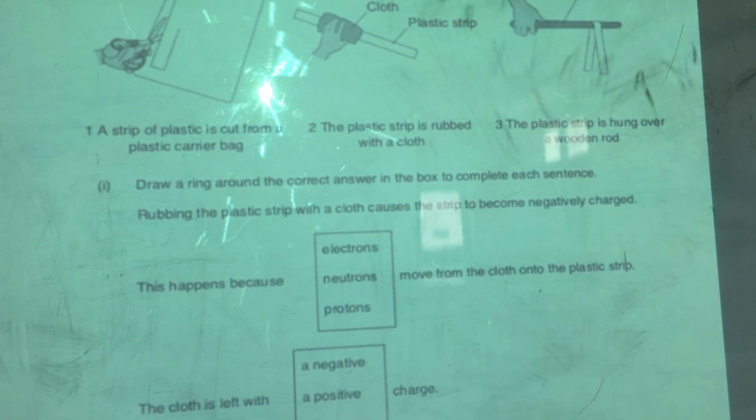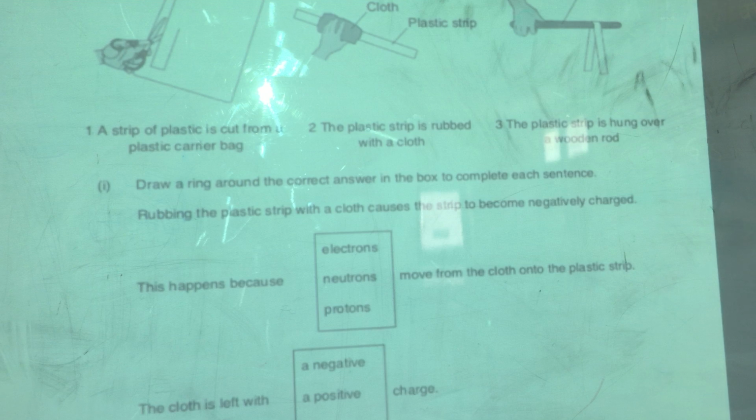Example number 1. This is a question on static electricity. A student uses some everyday items to investigate static electricity, as you can see in the picture. I've already shared this task sheet with you, so it should be straightforward for you to check. But the most important thing here is the explanation behind the answer.